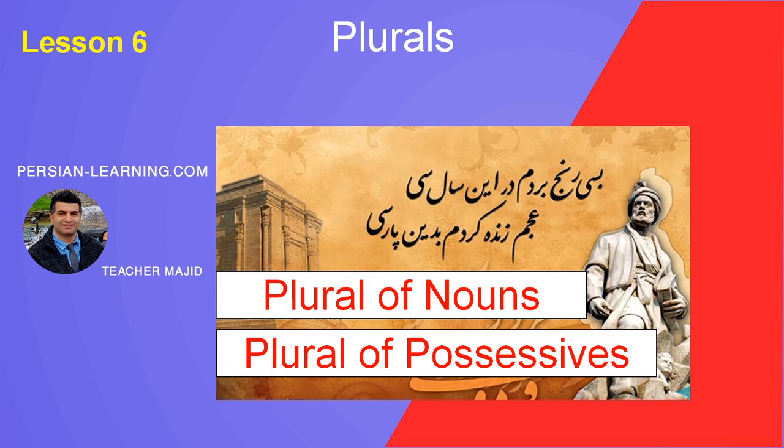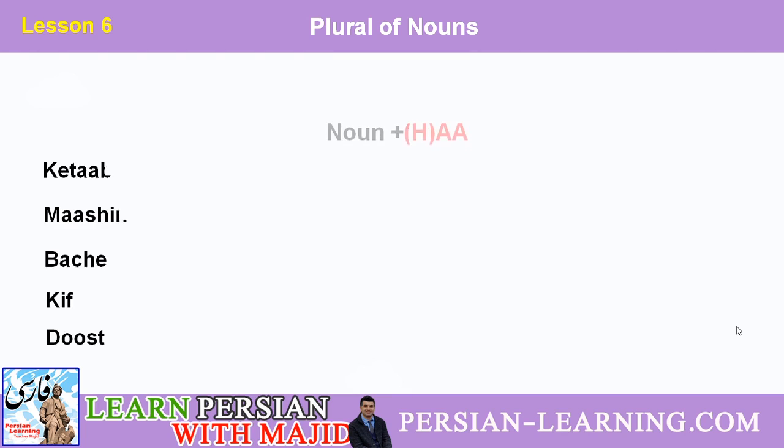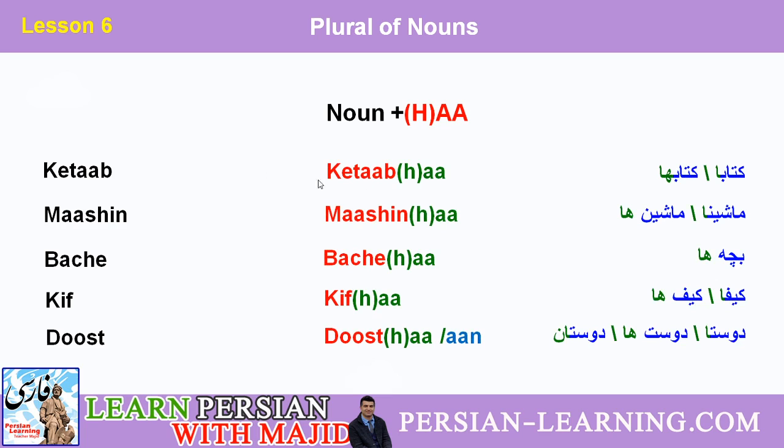In this lesson, we learn how to make nouns plural in Persian and also how to make them plural when we have possessives. So let's start our lesson. Making plural in Persian is as easy as adding an ending like ha or a at the end of your word. For example, here we have kitab, then we have kitab ha, or shorter in spoken form and faster form is kitaba.